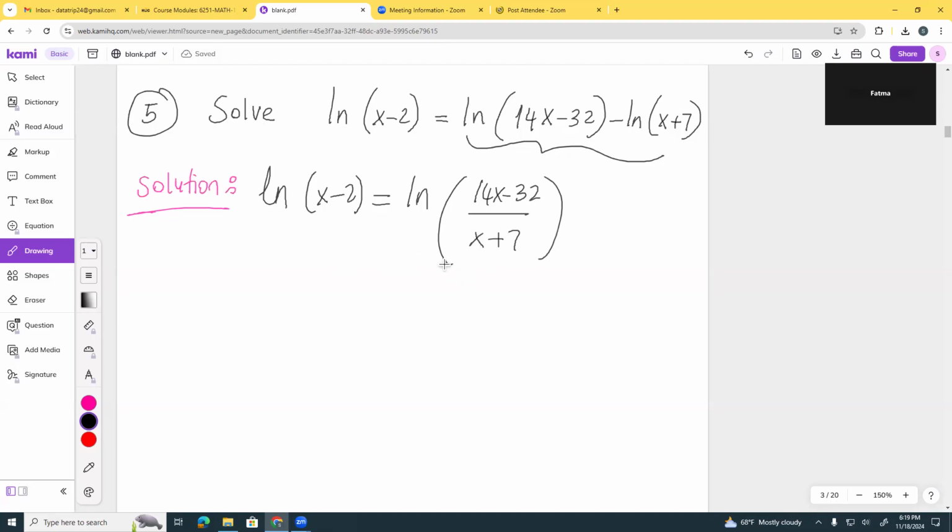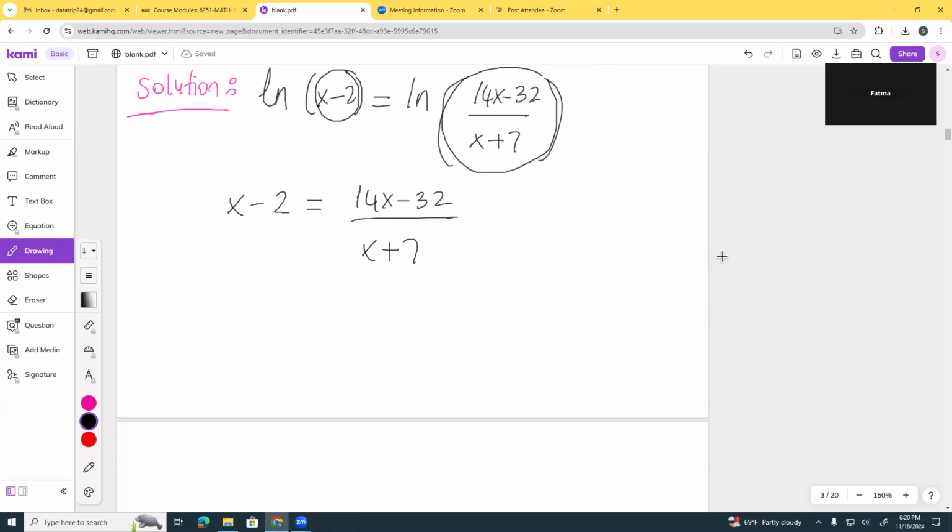Okay. Now, if they are equal to each other, this one got ln, this one got ln. So all we have to do is set x minus 2 to equal to 14x minus 32 over x plus 7. Because this number here has to be the same number as this one if they're equal to each other. x minus 2 must be the same number as 14x minus 32 over x plus 7. Okay. Where is this going to take me?